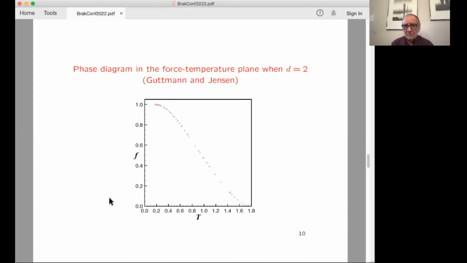So one of the things I would like to do, but haven't managed to do, is to prove that that's the case, to prove that the derivative is never positive. So that's an open question.